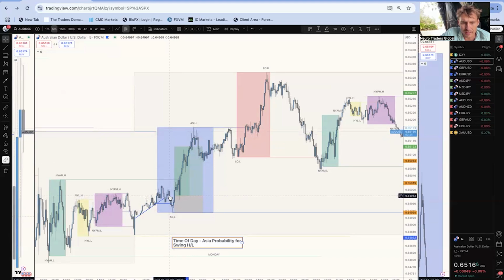And why would we enter? Well, we'd enter because we have the manipulation, the impulse move to take out, which is combined with a manipulation move. The impulse move down, which is creating our resistance, which it breaks, closes above, and we're looking for the retest.